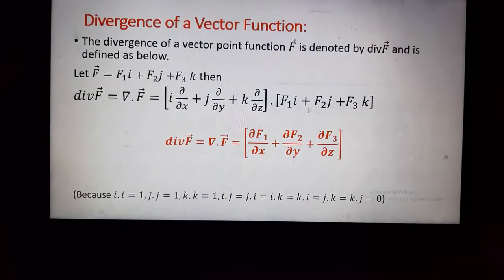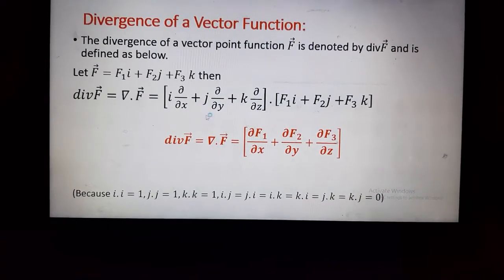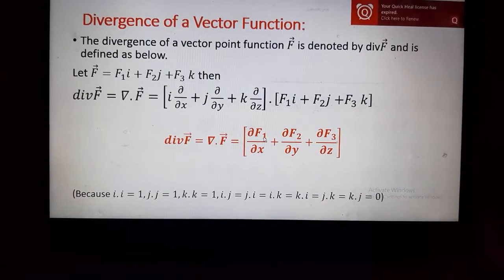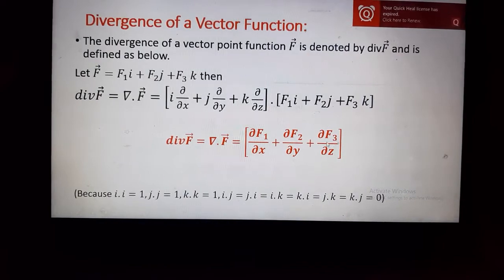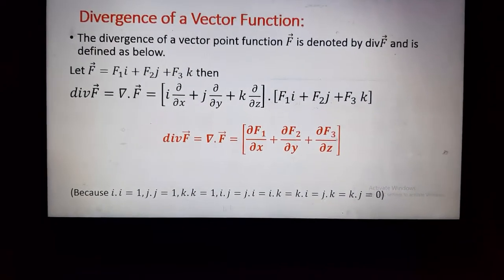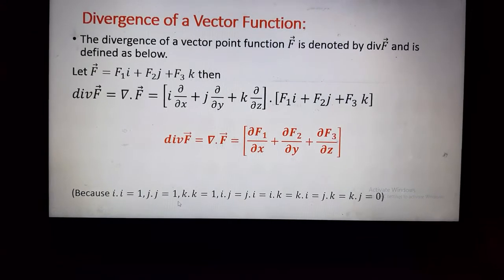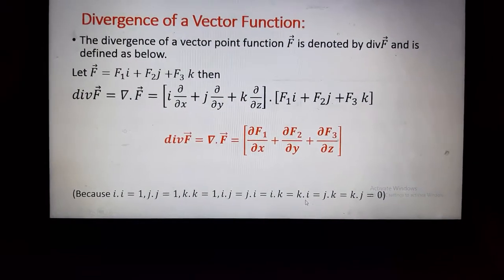So this is the dot product of two vectors. I will multiply this out. So it becomes divergence of f equals dou f1 upon dou x plus dou f2 upon dou y plus dou f3 upon dou z. We should note that i dot i equals 1, j dot j equals 1, and i dot k equals 0.